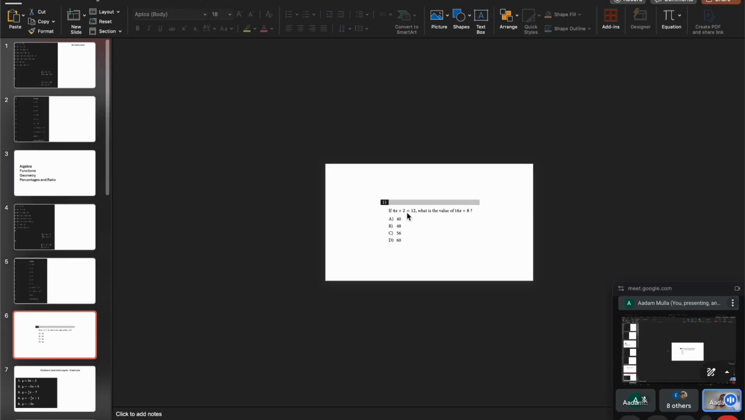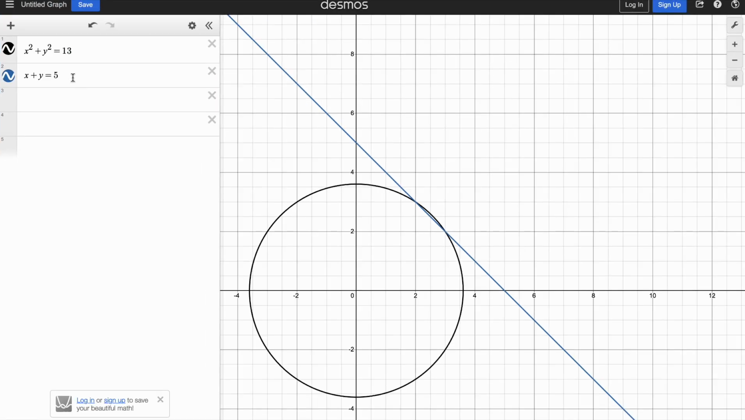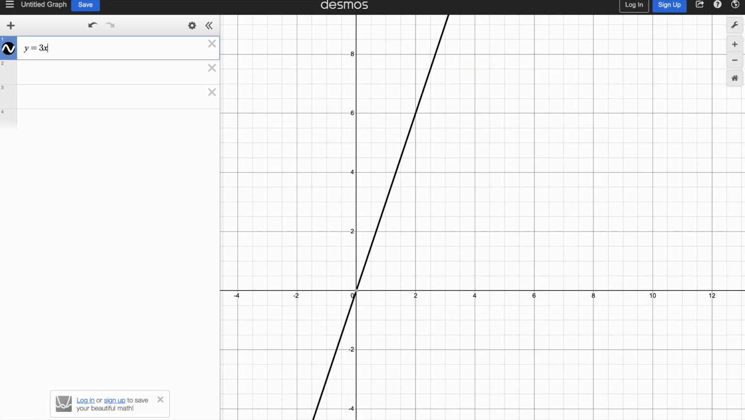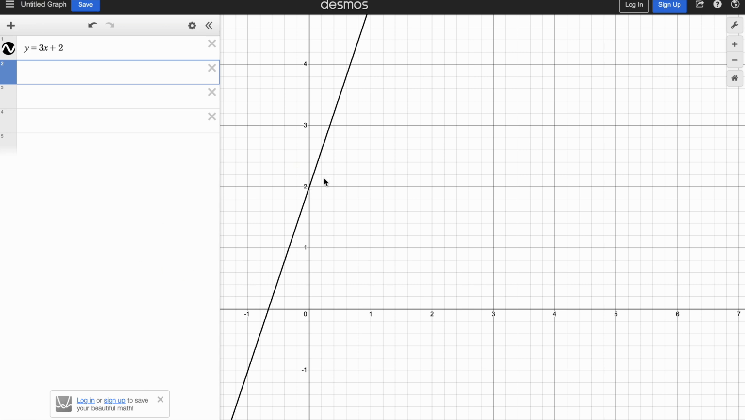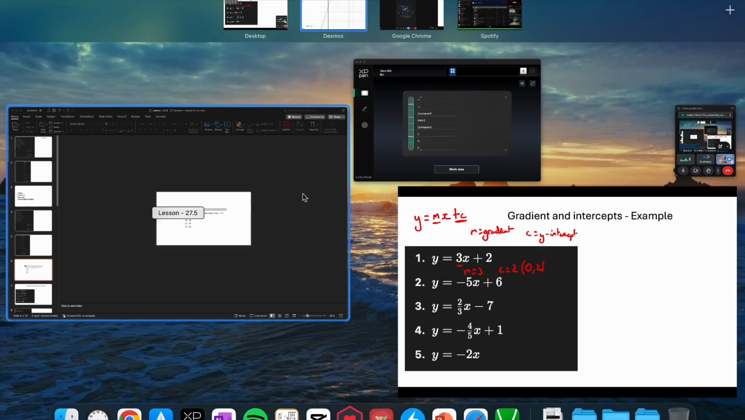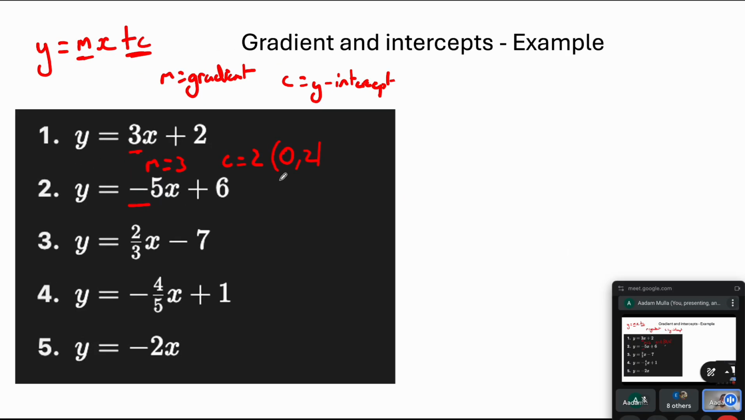So if I type this in, y equals 3x plus 2, you can see it's got a positive gradient and it's crossing at 2. So that's the first one. The next one, I've got a negative gradient. M would equal negative 5, and the y-intercept would be 6.